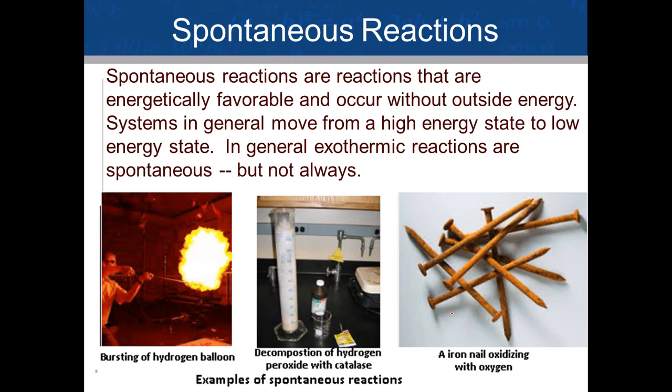Below are three pictures of reactions taking place at different rates. The first one is the bursting of a hydrogen balloon. It's occurring very quickly. Then we have the decomposition of hydrogen peroxide with an enzyme called catalase. And that occurs pretty fast. And then we have an iron nail that's being oxidized with oxygen, and that's going to occur at a much, much slower rate. All 3 of these reactions are indeed spontaneous reactions. So keep in your mind, a spontaneous reaction is one that is energetically favorable. It's going from a high energy state to a lower energy state.